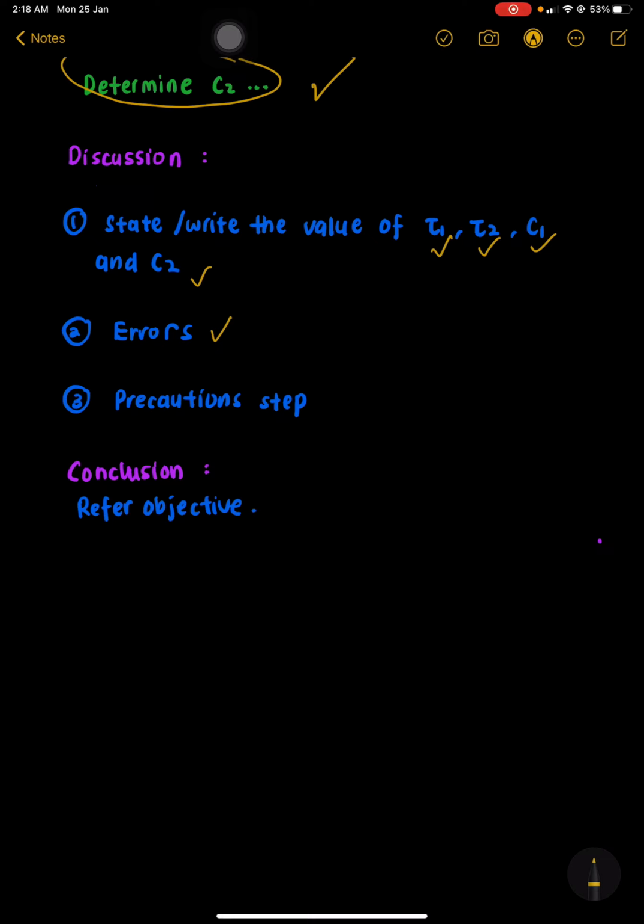You can choose 2 for each error and precaution step that I mentioned before. Okay, next, for the conclusion, you refer to the objective.